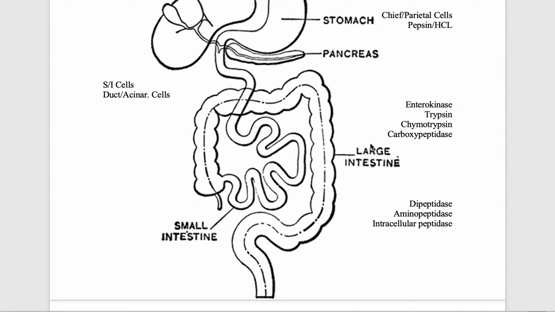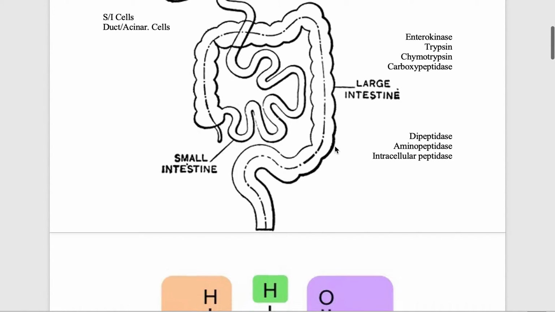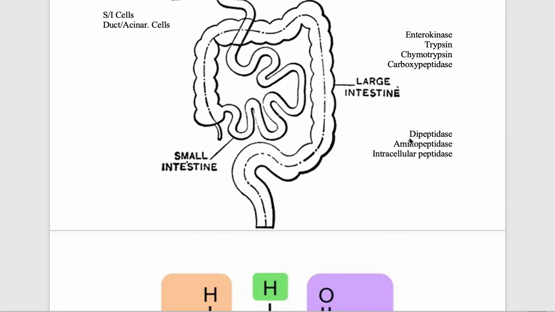So once we're past the small intestine here, we'll move on. We have dipeptidase as well, which is going to break apart our dipeptides, and then aminopeptidase, which is going to break apart our di and tripeptides, but from the amine group, and we'll talk about that more later. And we have intracellular peptidase, which we'll also talk about in a little bit.